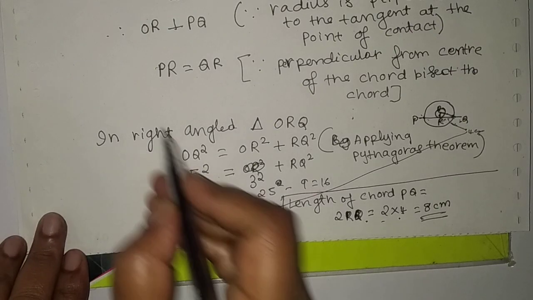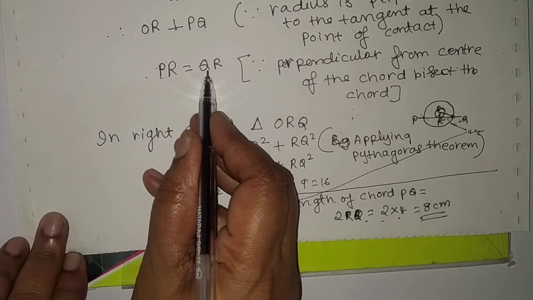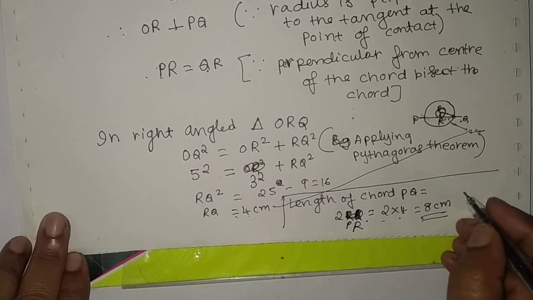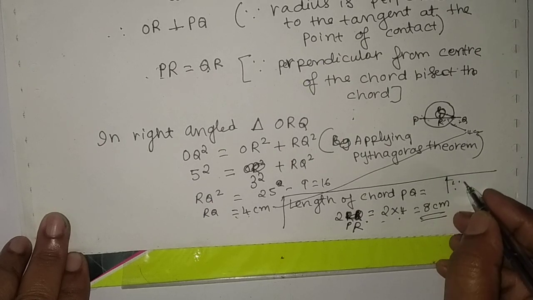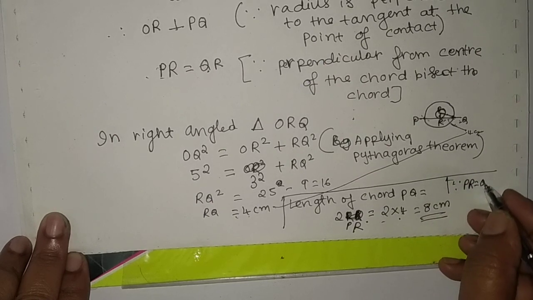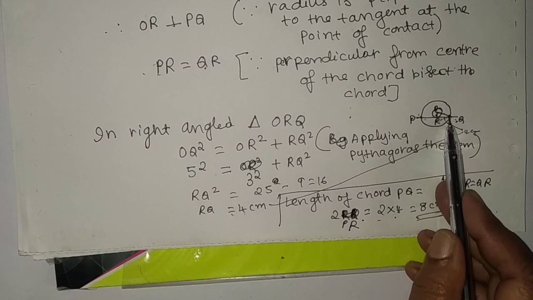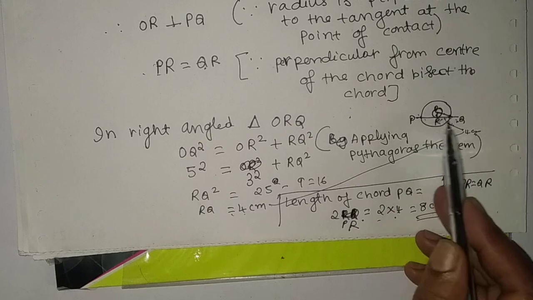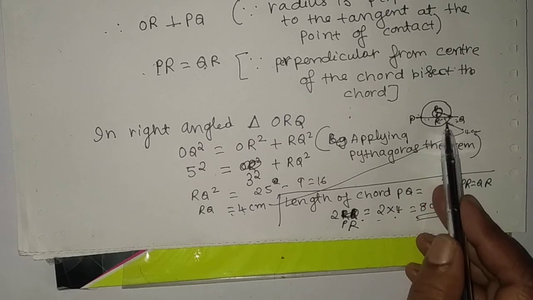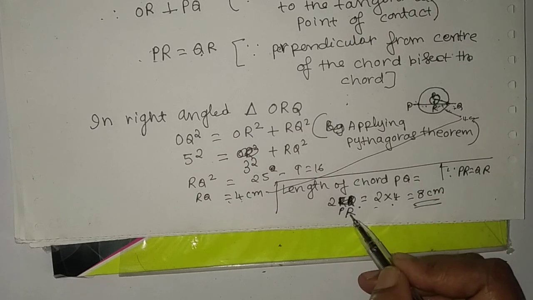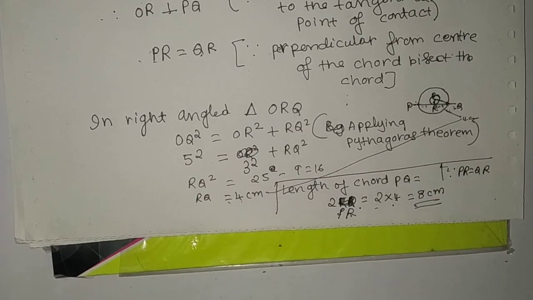Anyway, we know PR is equal to QR. I can write PR also or QR also, anything, because PR is equal to QR. So if one side is 4, the other side will also be equal. So the total will be 8. So this is also correct, because we can also write QR here. Anything is correct. So this is the solution for the 7th problem.